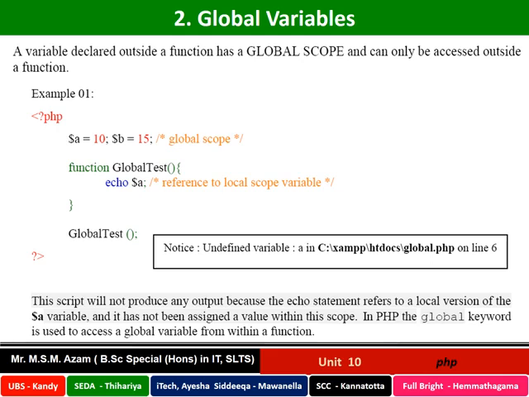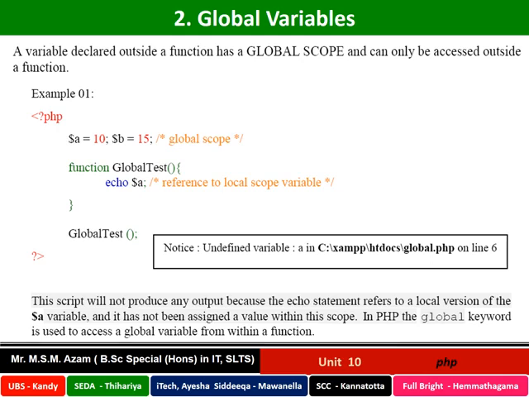For an example, here we have declared two variables named A and B, and the values assigned to those variables are respectively 10 and 15. These two variables A and B have global scope. After that, we declare a function called global test. Inside that function, I say echo $A. That means we are trying to print the value of variable A.